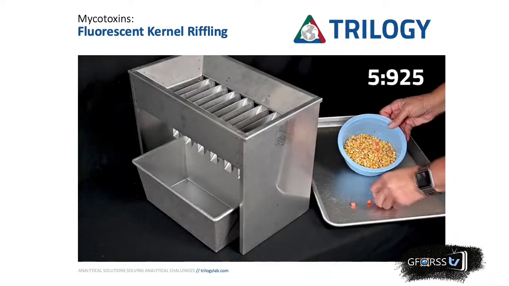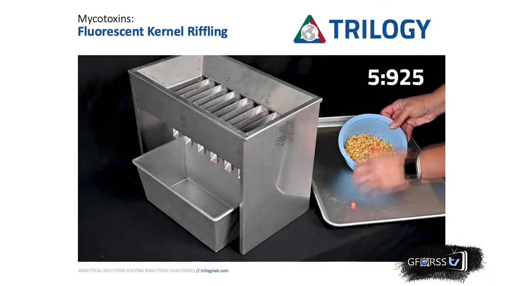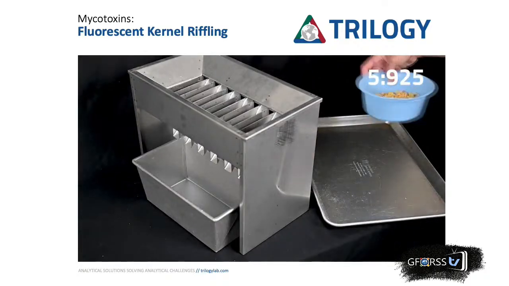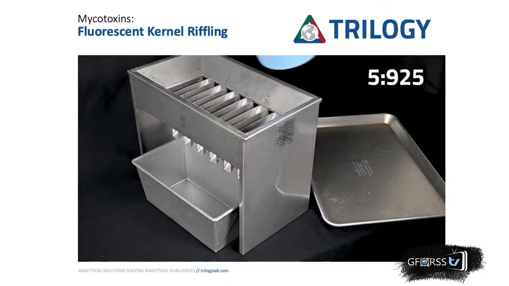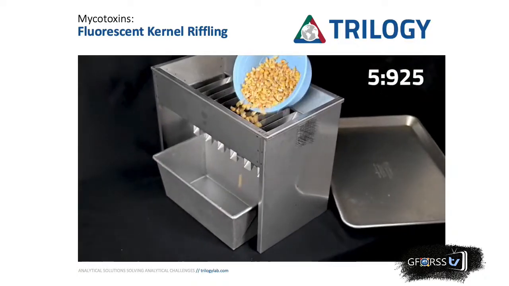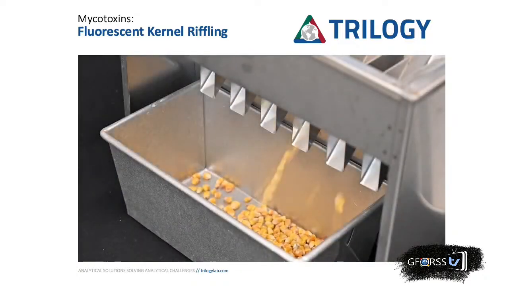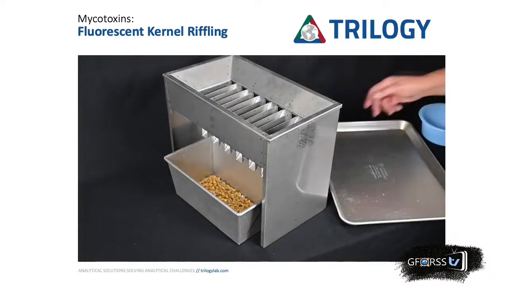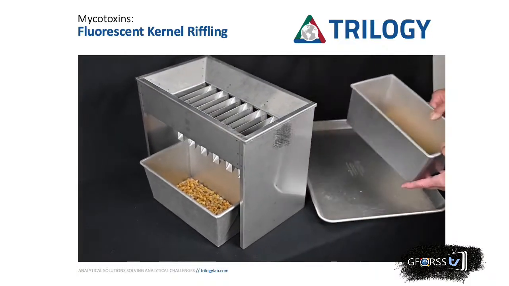Let's see what happens when we do 5 kernels in 925. We'll take those fluorescent kernels and mix them around before we split. These splitters are very similar to what you might find in a grain facility. Let's look at the results.